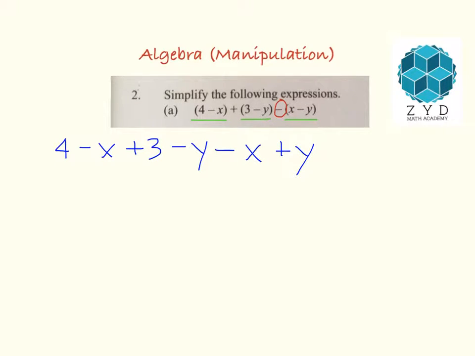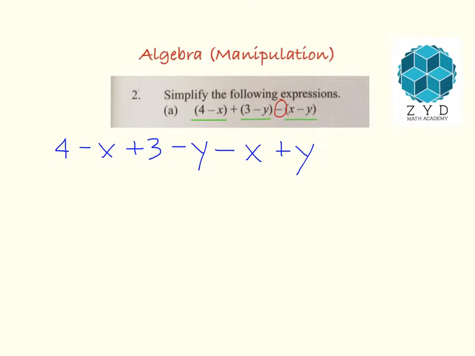So we can see that from x minus y, it has now changed to negative x plus y. It is all because of this negative sign. When it is a positive sign, and this is a 3 minus y, there is no change in this.